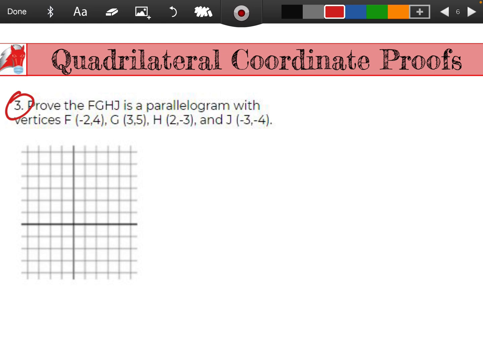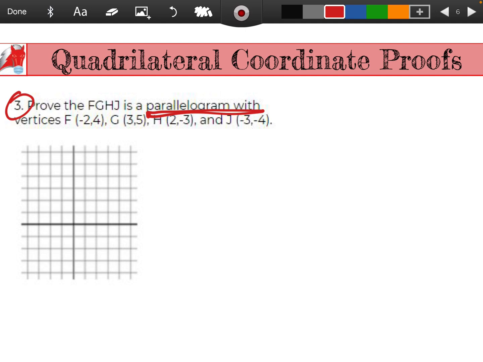Tell me, or prove to me that this is a parallelogram. Okay. So mark your figure in the graph. Show me your slopes and your distances, and then prove to me that it's there. Give it a shot. All right.